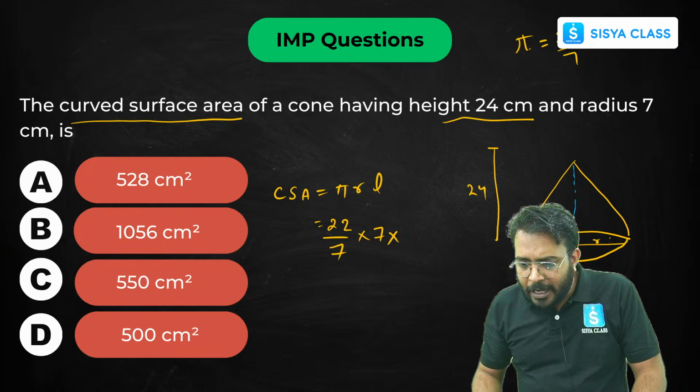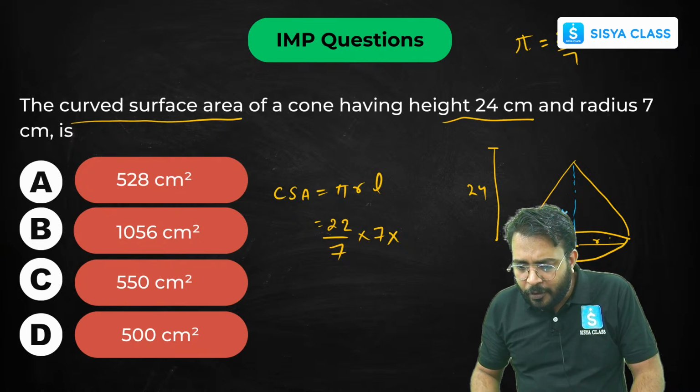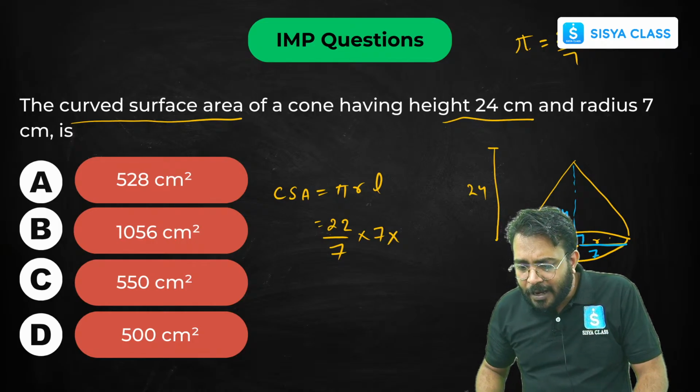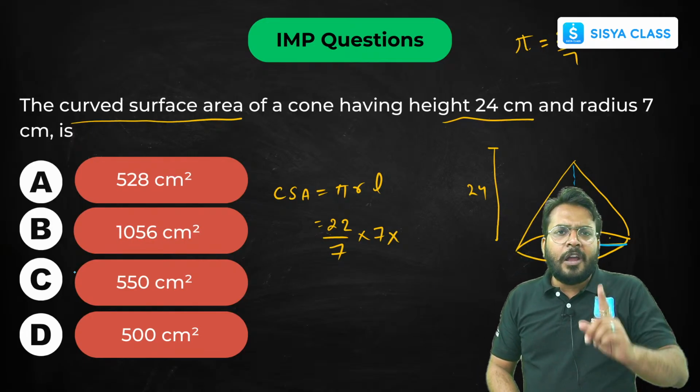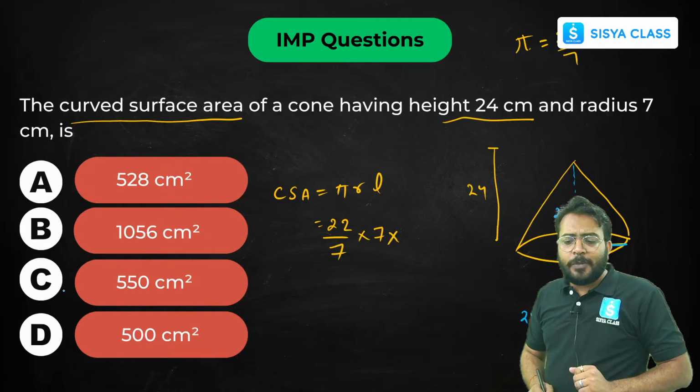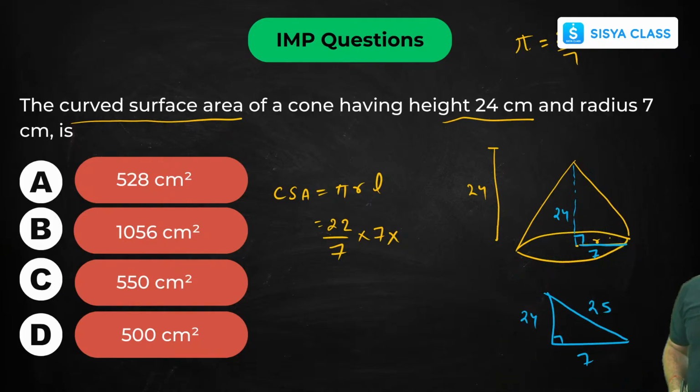So the height they have given, beta, is 24, and the radius they have given is 7. Can you imagine that this is your right angle triangle? This is 24, this is 7. Yes or no? This is going to be 25. So how do you know this is 25? Because I know Pythagorean triplets, beta.